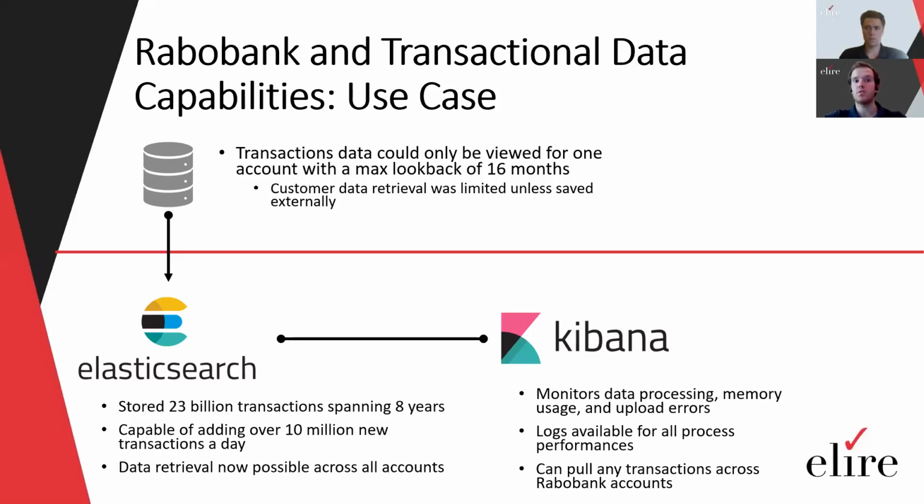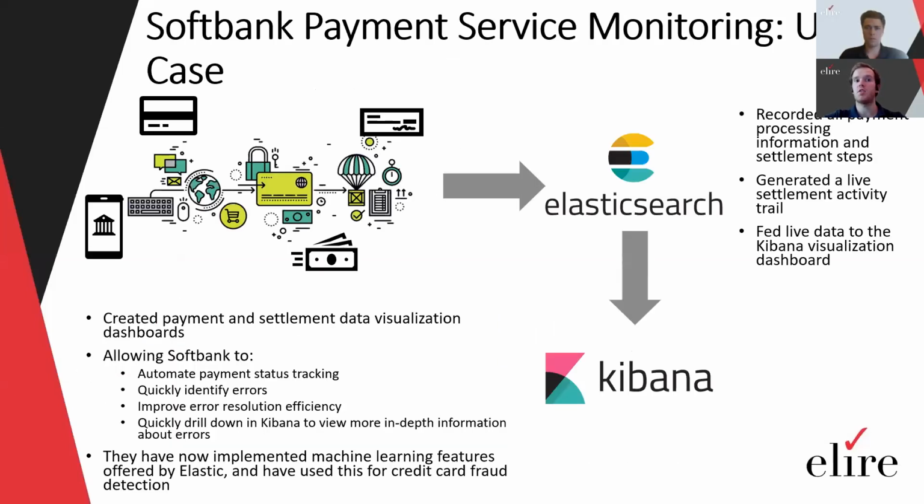In the next use cases, we'll see a really interesting combination of those disparate source aggregations that we talked about with Goldman Sachs and the enhanced storage capabilities that we talked about with Rabobank. Our first example of that combination really centers around Softbank's implementation of Elasticsearch and Kibana, which they use to enhance its payment monitoring service for commercial and retail clients processing transactions.